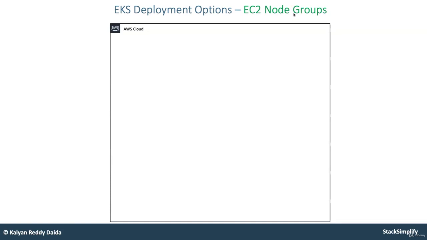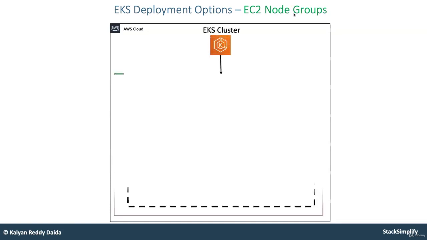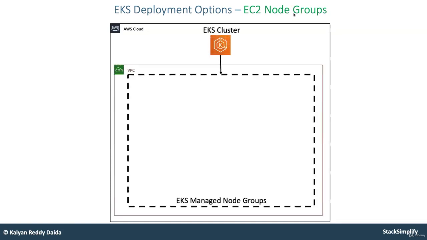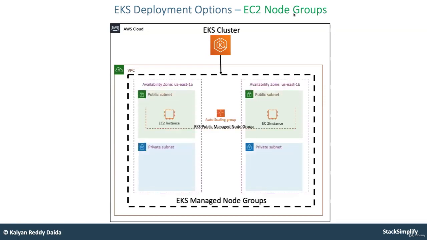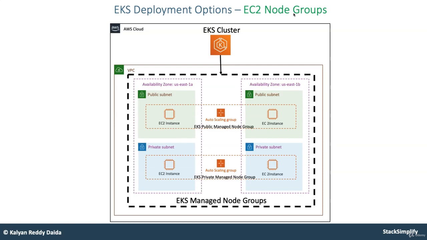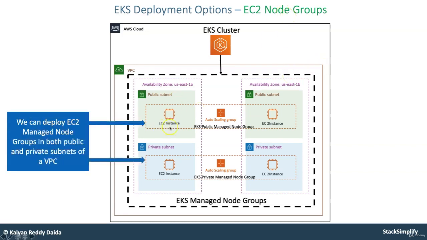In the AWS cloud, whenever you create an EKS cluster, it is also going to create a VPC. And when we create a managed node group, you can create it in a public subnet, or you can create it in a private subnet. So we have this flexibility when we are dealing with EC2 instances. You can have your managed node groups created in both public and private subnets. But when we go to Fargate, you'll have a restriction there, so we'll go and see it.